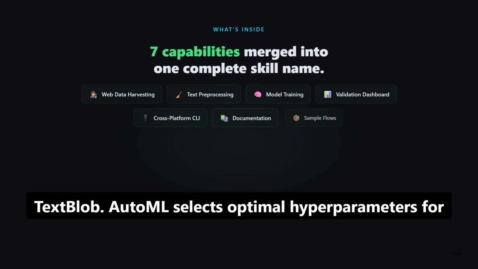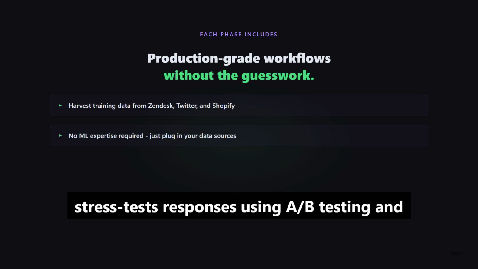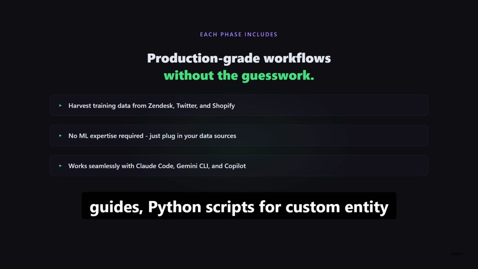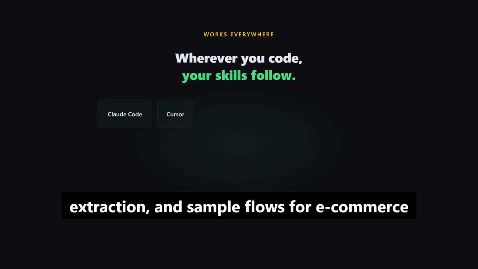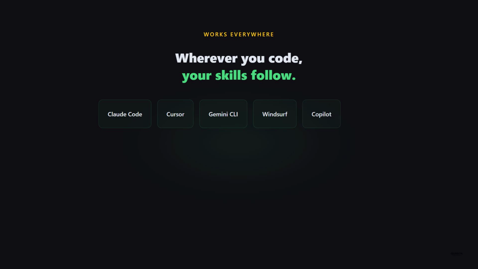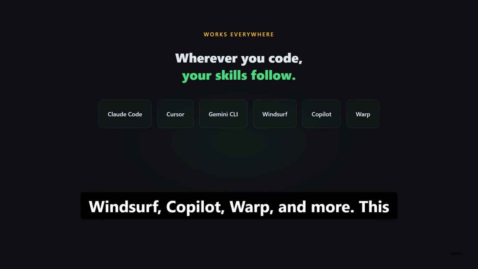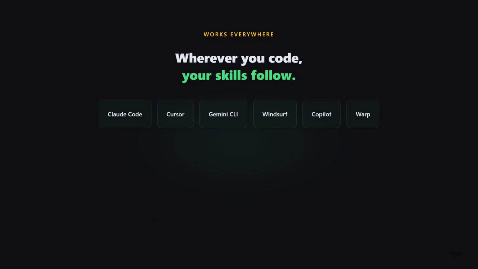AutoML selects optimal hyperparameters for transformer models, while the validation dashboard stress tests responses using A/B testing and sentiment analysis. You get expert markdown guides, Python scripts for custom entity extraction, and sample flows for e-commerce FAQs. And it works everywhere: Claude Code, Cursor, Gemini CLI, Windsurf, Copilot, Warp, and more. This is the last chatbot tool you'll ever need to Google.